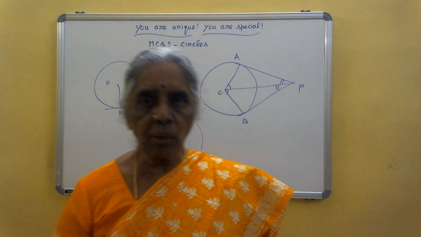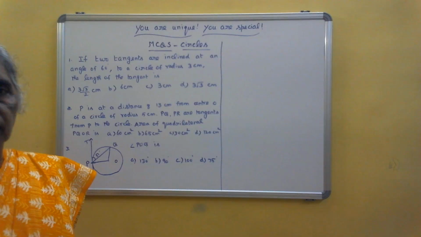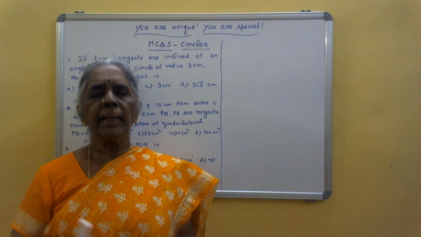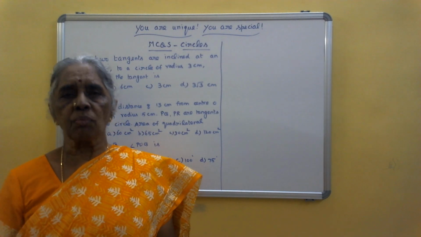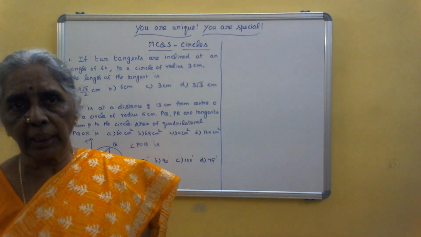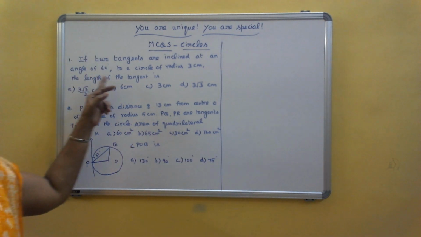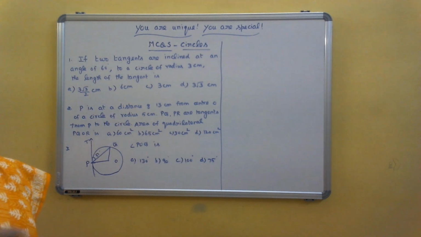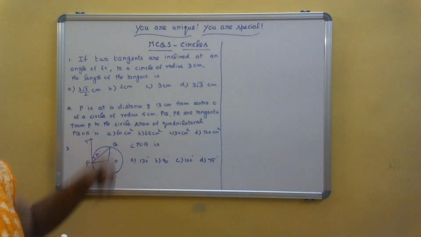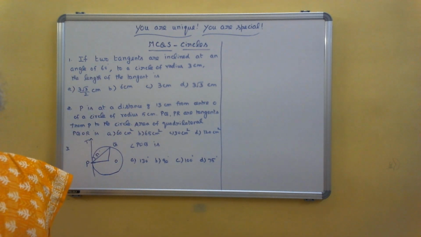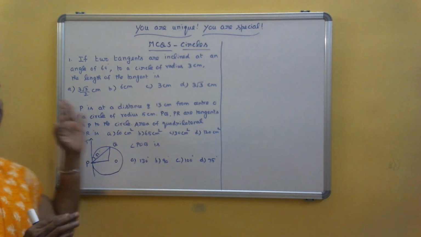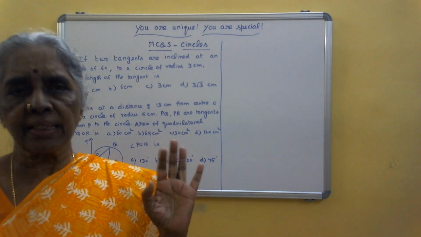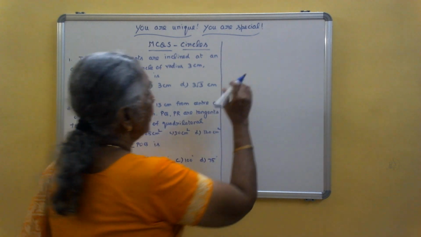Now, shall we move on to the sums now? In MCQs, some sums they will give the figure. In some sums, we have to draw the figure and find out. Okay. The first sum. If two tangents are inclined at an angle of 60 degrees to a circle of radius 3 centimeter, the length of the tangent is, and four options are given to you. So let us draw a figure.